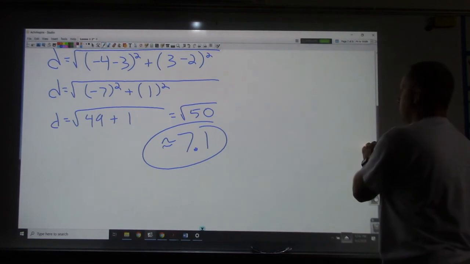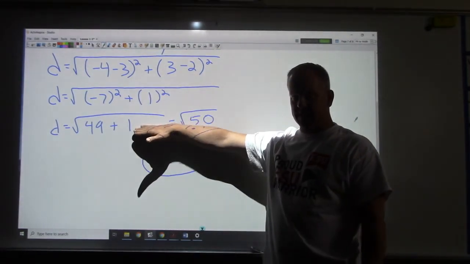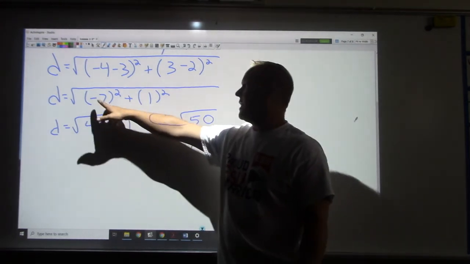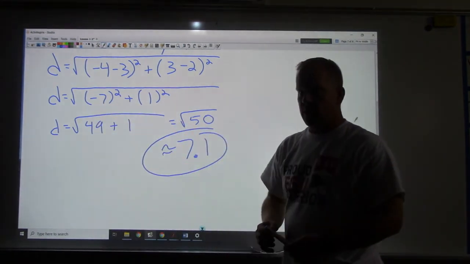Now, some key things here. I've already pointed out one of them. When I go from this step to this step, there's no more negatives left. They should be gone. Any negative squared is positive because it's negative 7 times negative 7. That's a positive. What else do you notice?